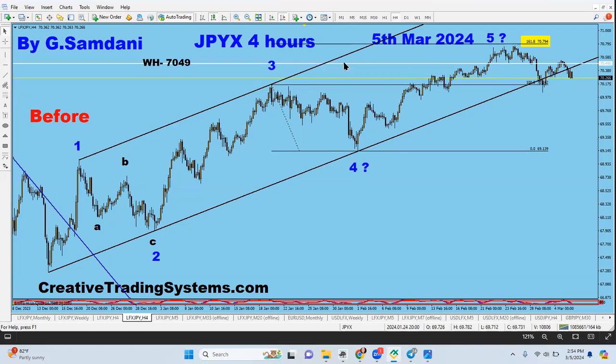This is the yen index 4-hour chart, right? Perfect Elliott wave count. You can see that this is wave 1, ABC, wave 2, right? We will see the measurement and all that in the next video. Then it went straight up, and you see it going to the upside. Well, this is what I was talking about.